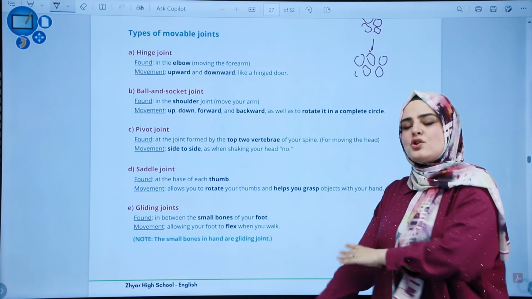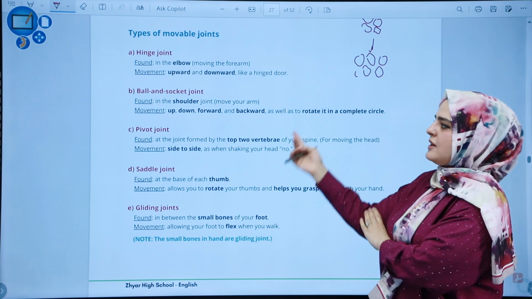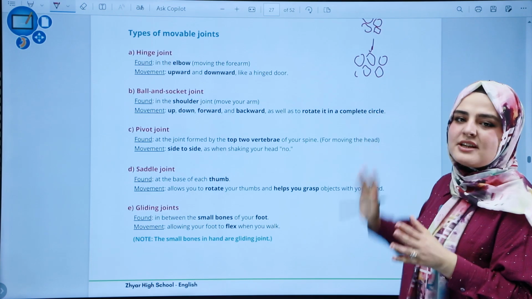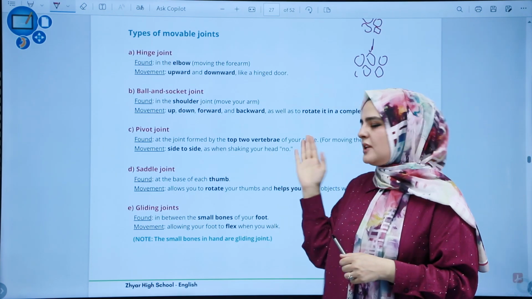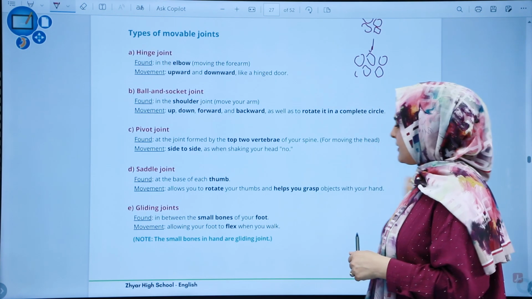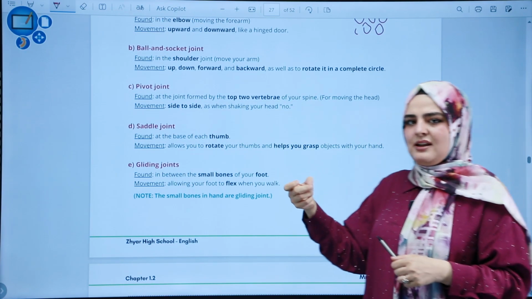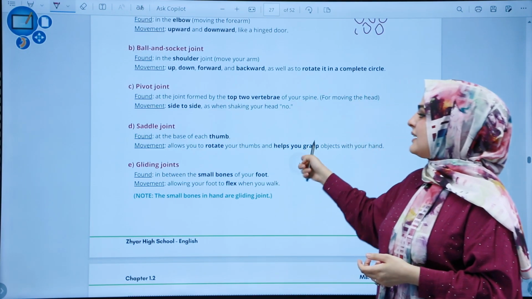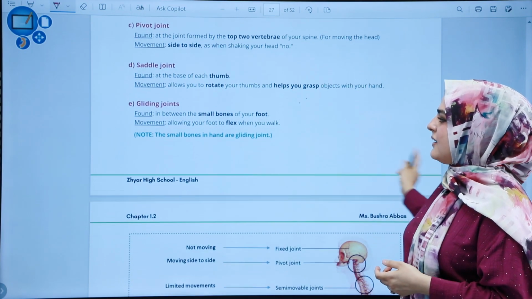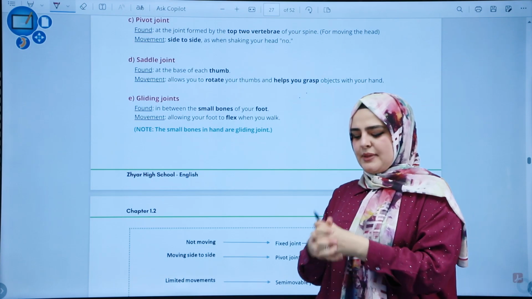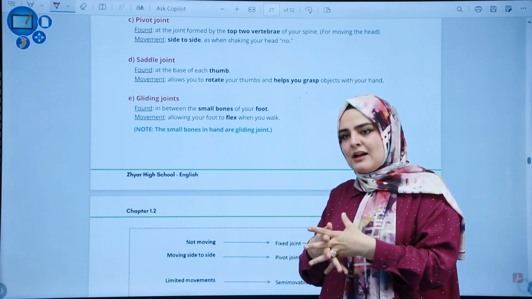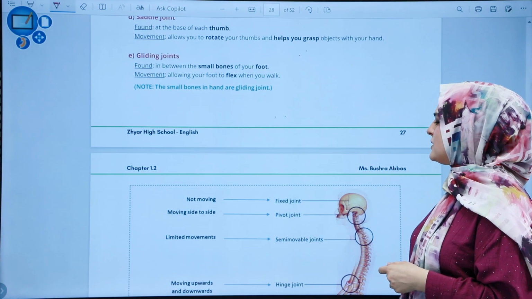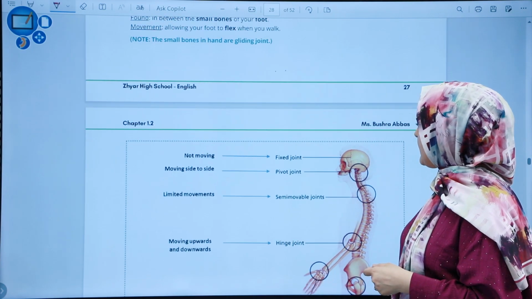Remember, the hinge joint moves upward, downward. The ball and socket moves upward, downward, forward, backward, and rotates completely. As for pivot, it is side to side, and the thumb is rotating and has a special type of movement, the grip movement, which is the saddle joint. The gliding joint is for flexing, being able to separate a bit and come back together at the same time. This is called flexing, okay? The gliding joint is a very good example of that.